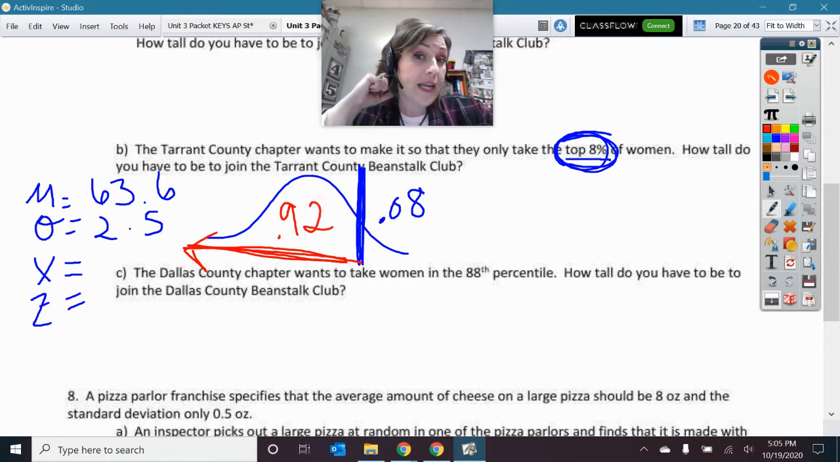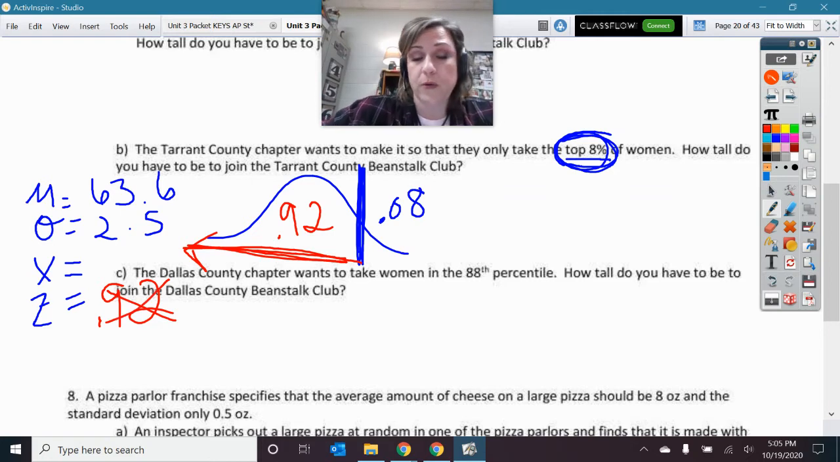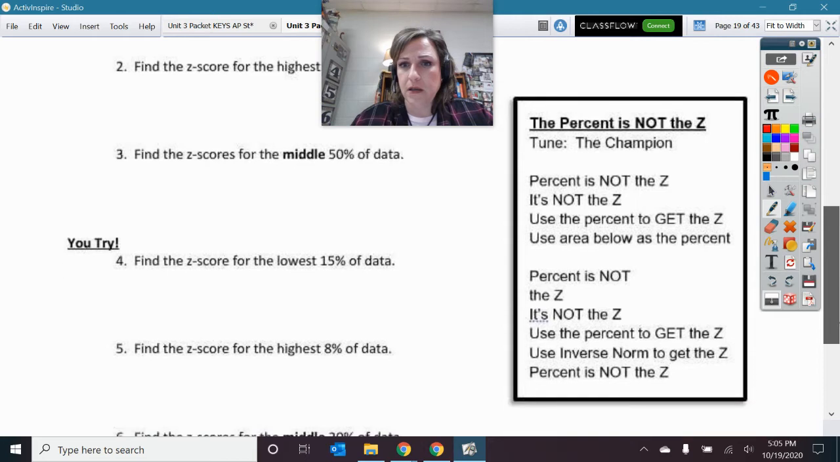Now, here is the tricky thing. Oh my gosh, this is a major, common mistake. People want to put that the z-score is 0.92, and that is not true. I almost kind of halfway like it when you do it because then I get to sing my song, my rant at you. And the song is this one.